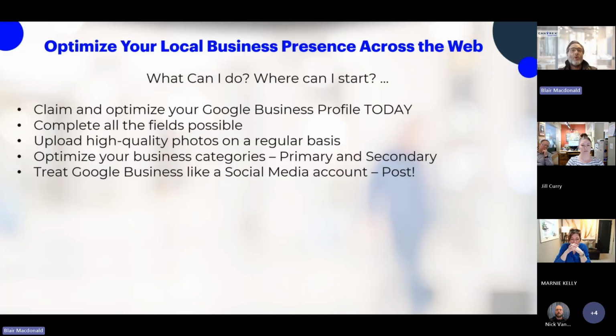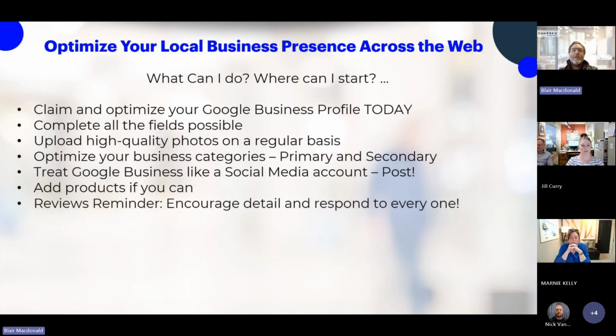Treat Google Business like a social media account and do posts. There is an update feature where you can basically load up an image or a photo and put a caption to it, just like you would with Facebook or Instagram. And these updates are really great at not only having visibility to AI, but also helping your normal SEO algorithm. Add products if you have the time to do that. That can work out really well as well.